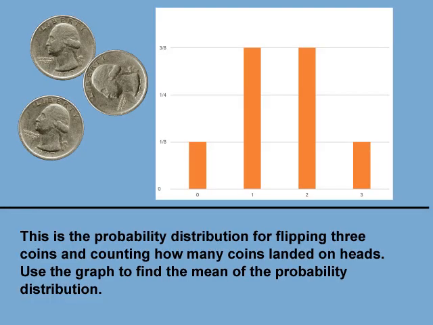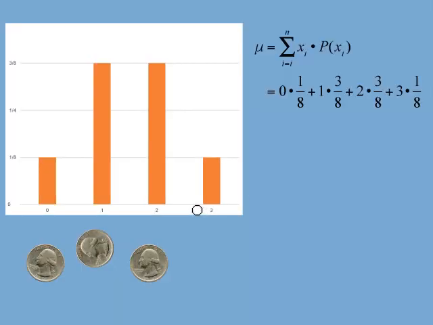This is the probability distribution for flipping 3 coins and counting how many coins landed on heads. Use the graph to find the mean of the probability distribution. Use the graph to extract the data to plug into the mean formula, as shown here. Multiply 0 by 1/8, as shown here, 1 times 3/8, as shown here, 2 times 3/8, as shown here, and 3 times 1/8, as shown here.